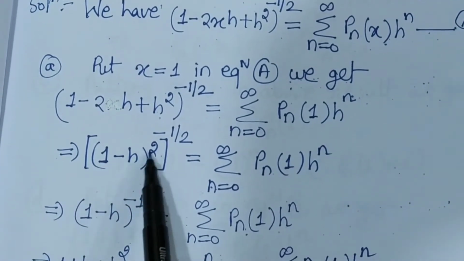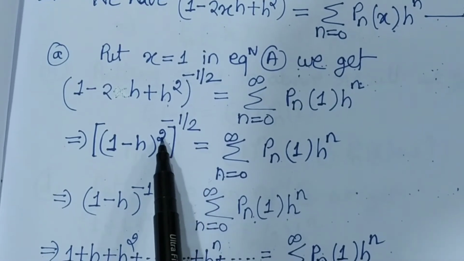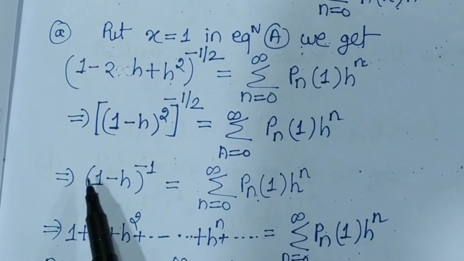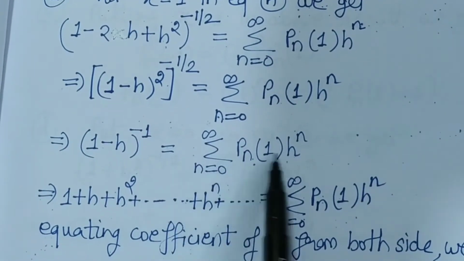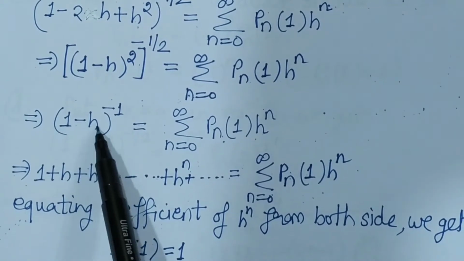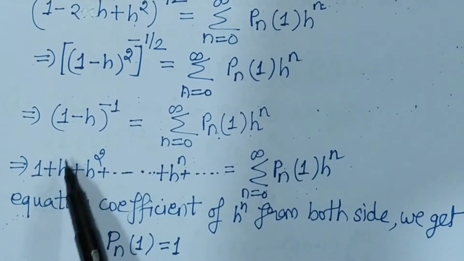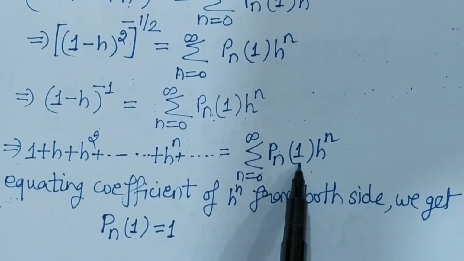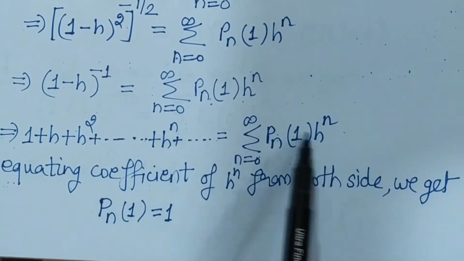Now (1 minus h) whole squared to the power minus 1/2: according to the law of indices, the 2 gets cancelled and we are left with minus 1. So we have (1 minus h) raised to minus 1 equal to the right hand side. Now using the formula for (1 minus r) raised to minus 1, we have this as 1 plus h plus h squared plus up to h raised to n and so on, equal to the summation. Now equating the coefficient of h to the power n on both sides.